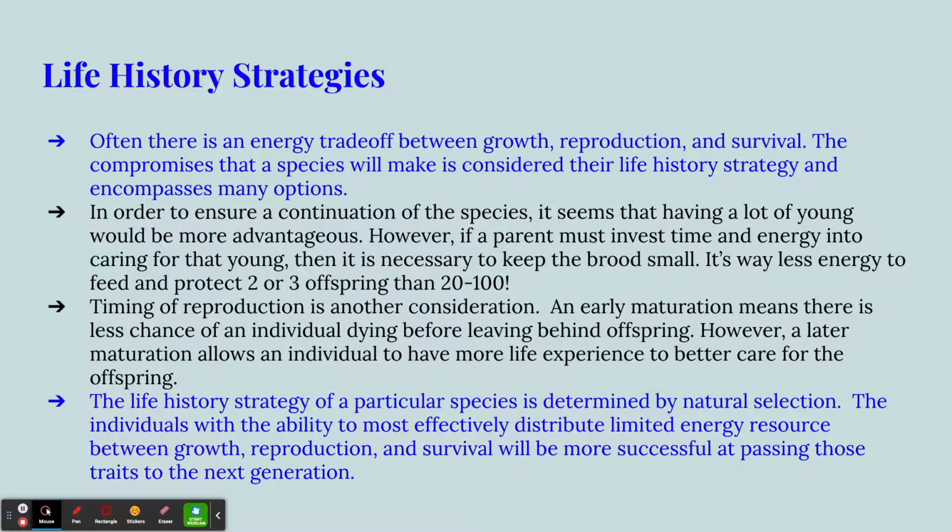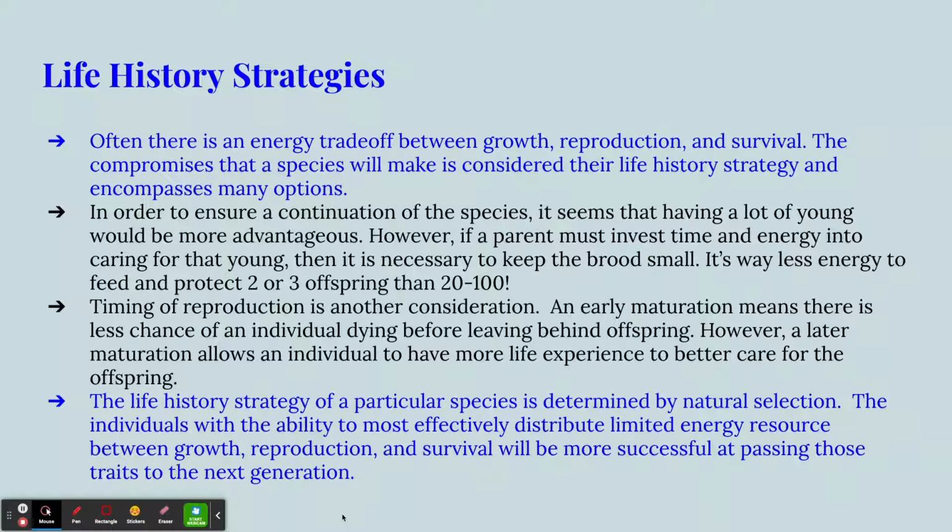So often there's an energy trade off between growth, reproduction, and survival. Obviously, you need to put the energy to where it needs to go. So the compromises that a species makes is considered their life history strategy and encompasses a ton of different options. So if a parent has to invest a lot of time and energy into caring for a young, then it's necessary to keep everything else energy low.